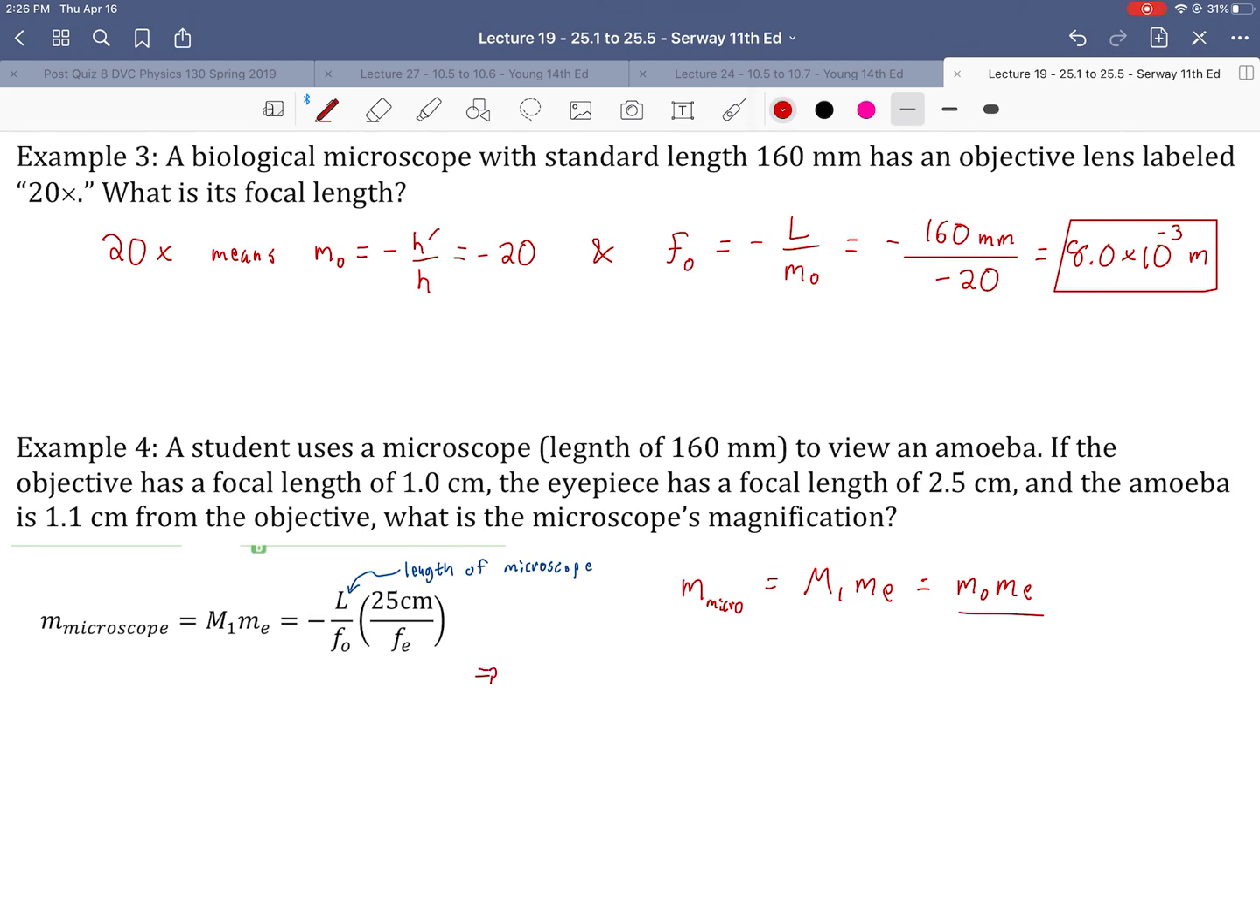Or more like what they look like when we expand them out. So the M for the objective is L over F, as we previously stated. And then the eyepiece is based on the human near point, so it needs to be 25 centimeters over the focal length of the eyepiece. This one's the objective. All right. So we should just be able to plug everything in now. Okay, and so let's do that.